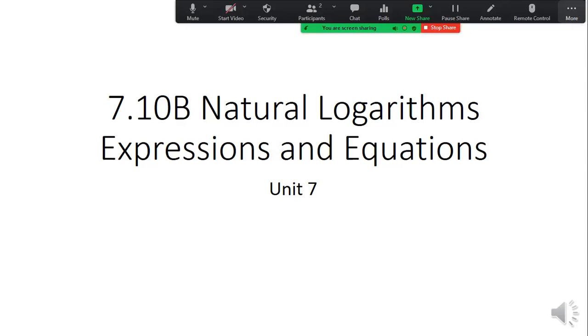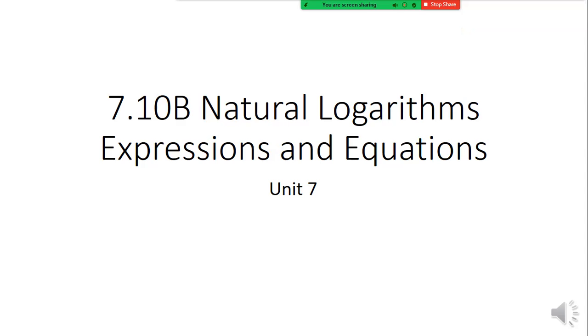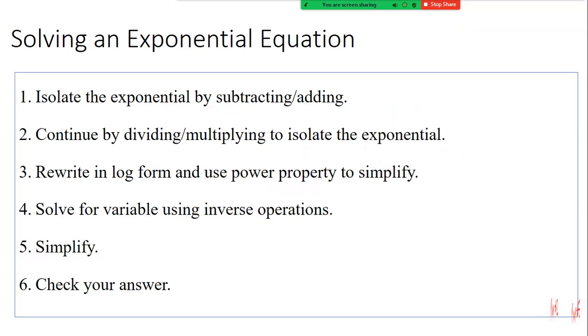And so on the back of your notes, continuing, guys. So steps to solving exponential equations go like this. One, you're going to isolate the exponential by subtracting or adding. You're going to continue by dividing or multiplying to isolate the exponential. Once the exponential is completely by itself, you're going to rewrite in log form and use the power property to simplify. So we're going to use property number 2 and property number 5.